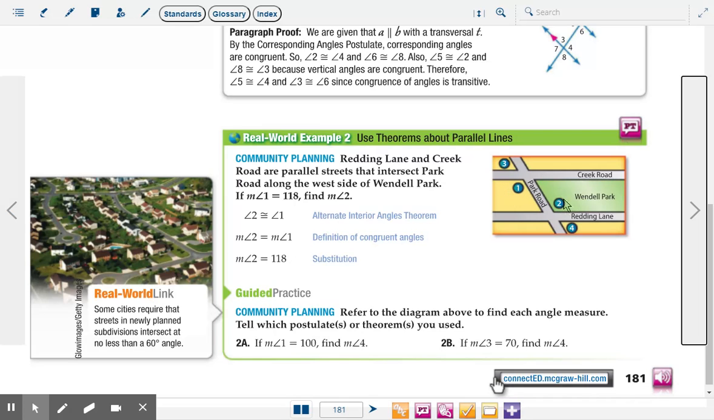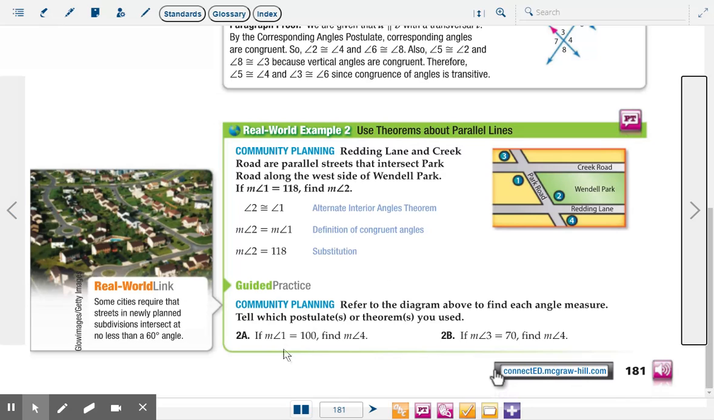Well, what's the relationship between 1 and 2? Are they corresponding, alternate interiors, alternate exteriors, or consecutive interiors? Well, they're alternate interiors, so they are congruent. So if 1 is 118, angle 2 is 118.